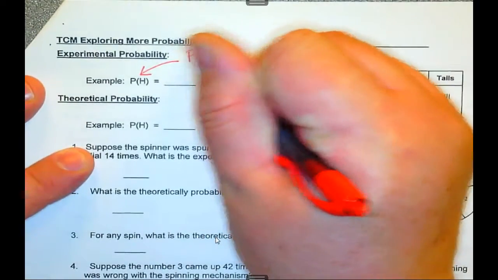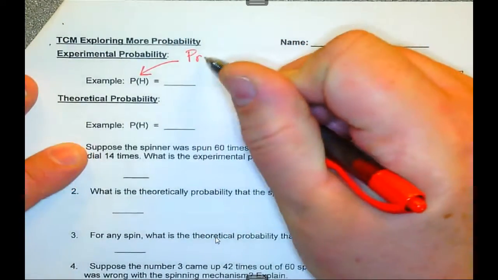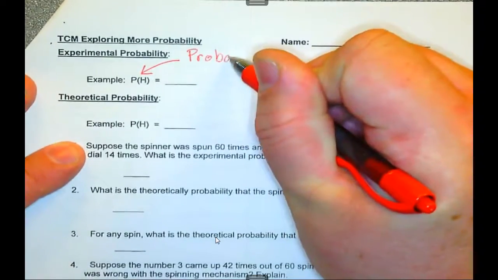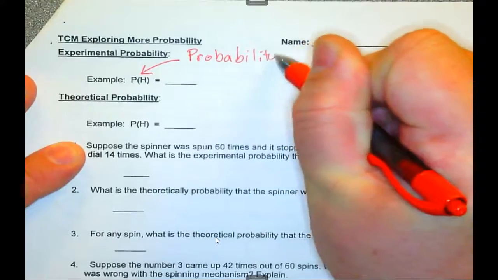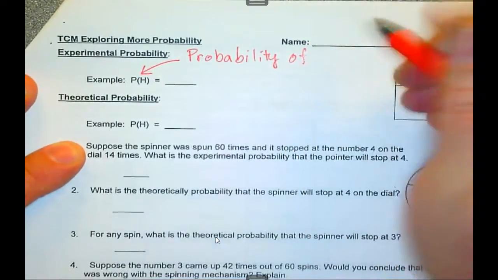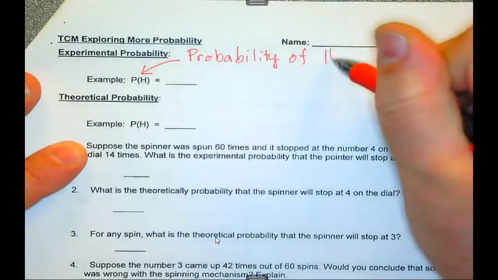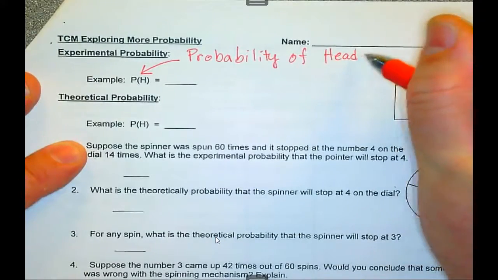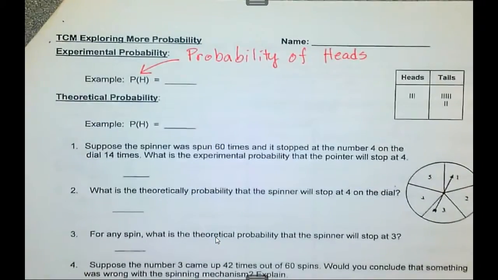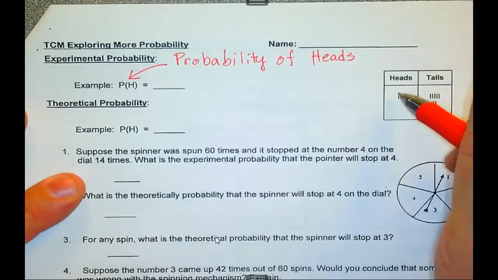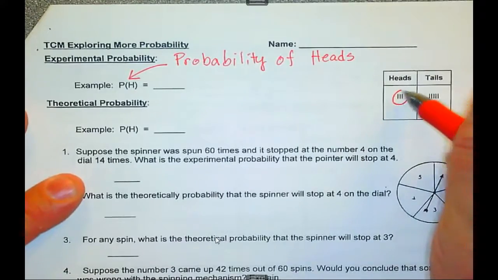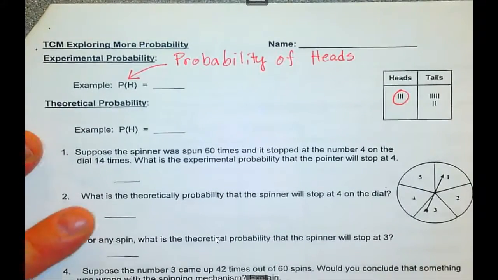Means the probability of heads. Probability of flipping heads. Okay, so we flipped heads. We had a result of 3.